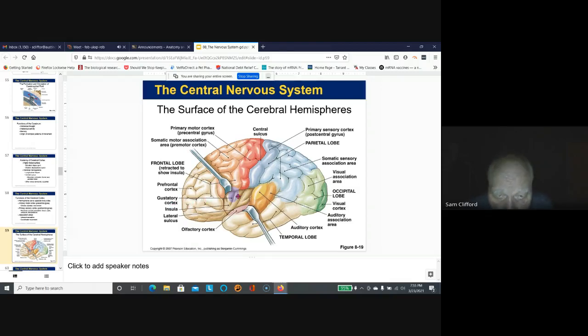Taste is controlled in the gustatory cortex. The olfactory cortex is here, just above the temporal lobe. There is a visual cortex and an auditory association area too. So the functions of the cerebral hemisphere are based upon location, from the frontal lobe to the occipital lobe to the parietal lobe to the temporal lobe.